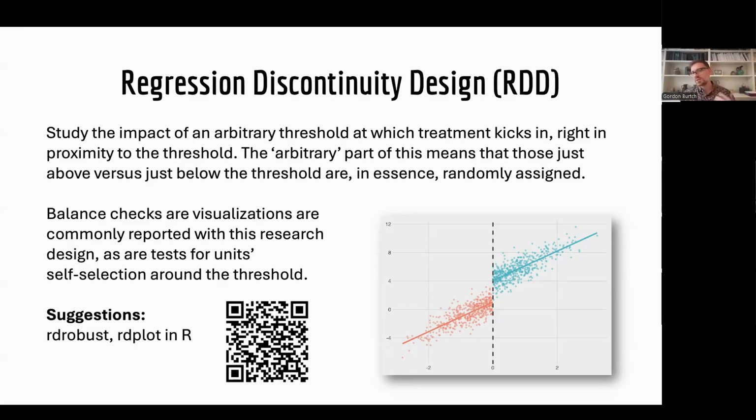It's rare that you see published papers that use these methods because having relevant arbitrary thresholds that then can tell you something about a meaningful research question, needing those two things together is not that common. But it does happen sometimes. Key things here are visualizations become very important. So plotting the data and showing evidence of a discontinuous effect around the threshold is important.